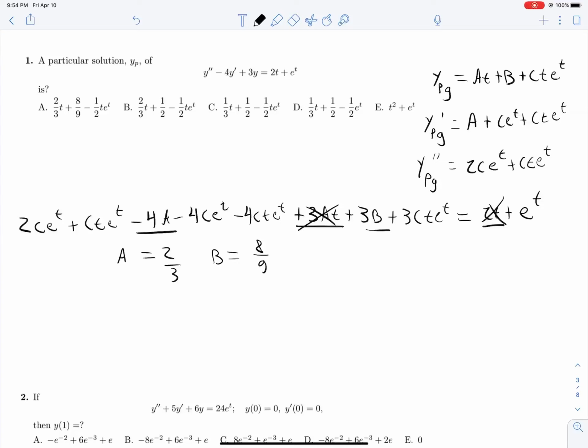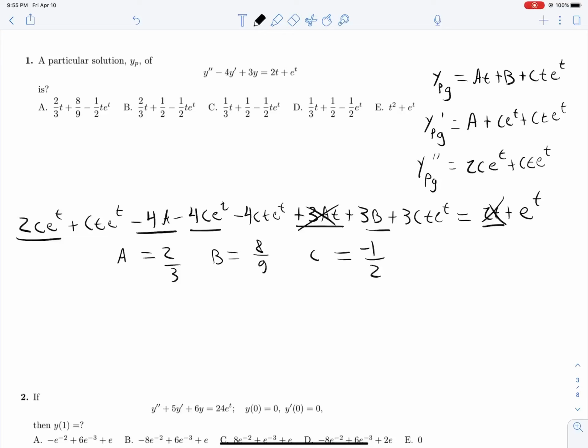Finally, solving for c, we see that we have a 2c e to the t minus 4c e to the t, so minus 2c e to the t is equal to e to the t. Yes, I didn't miss any of those. And this just means that we cancel these out. So c is negative 1/2, like that.